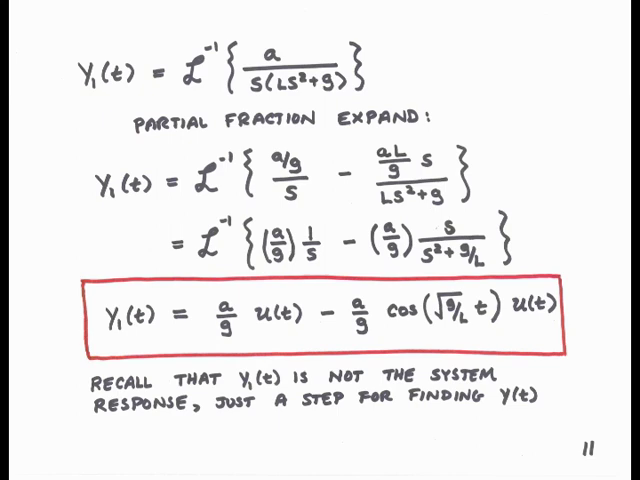Next, note the frequency that's present inside of the cosine. It is square root of g over L. You might remember from an elementary physics course that a pendulum has a frequency of square root of g over L. So it's not surprising to see that here too, as the load is a pendulum. Finally, I want you to recall that y1 of t is not the system response that we're looking for. It's just an intermediate step along the way.